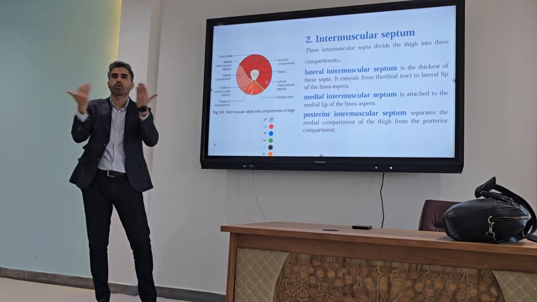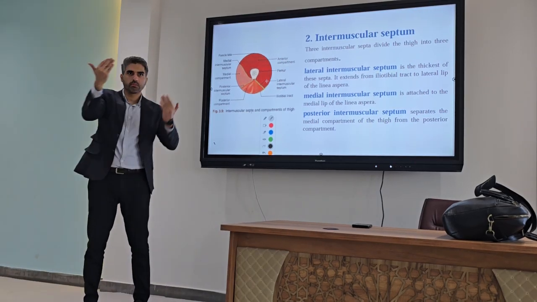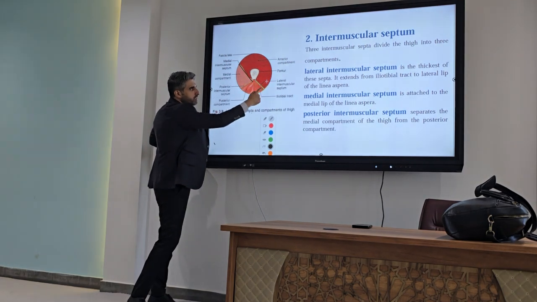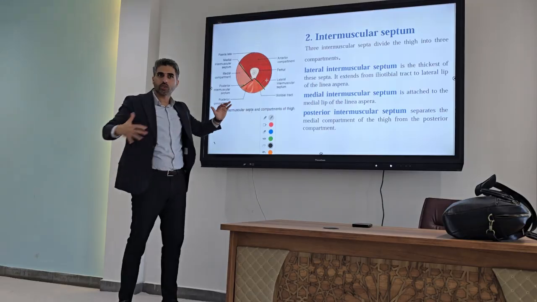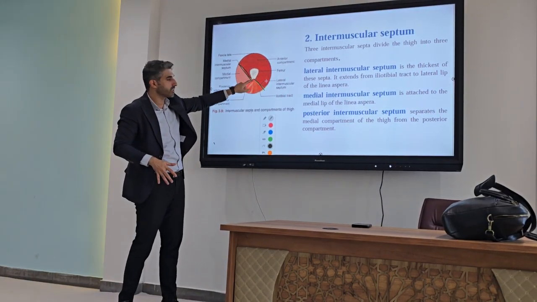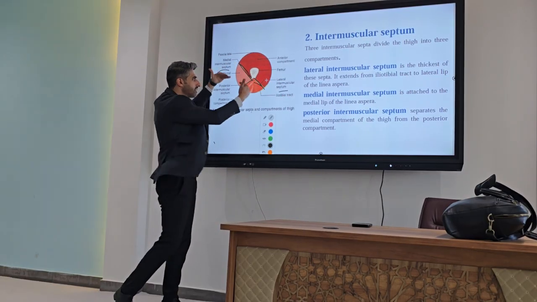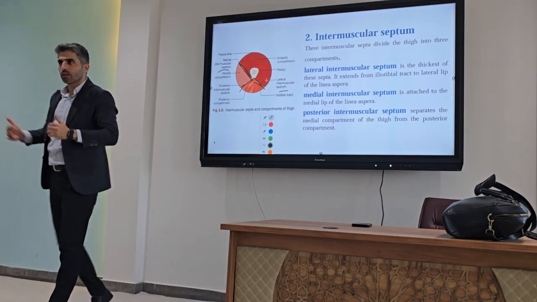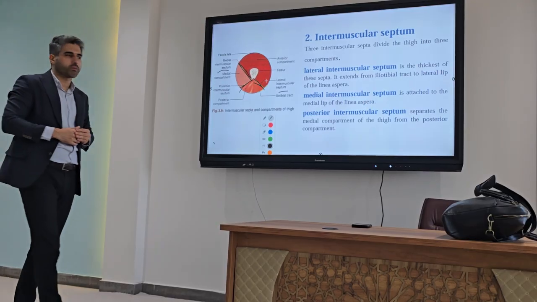We have some septums. Septums, they are like valves between 2 compartments. We get here intermuscular septum. These are these lines. They're coming from deep fascia and attached to the bones and divide the compartments. This is medial intermuscular septum. This one lateral intermuscular septum. This one posterior intermuscular septum. So compartments are separated by these septums.